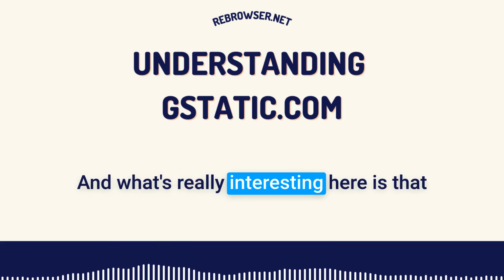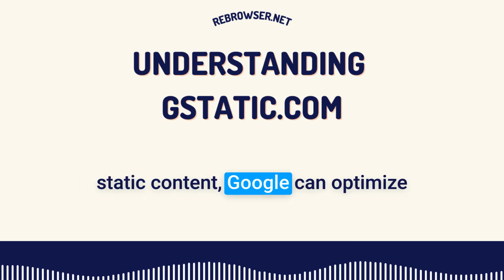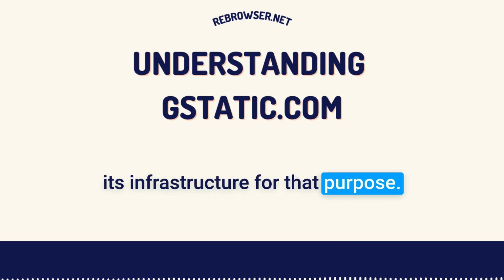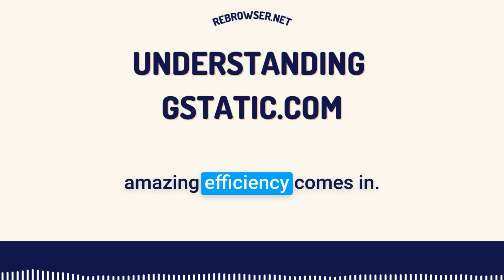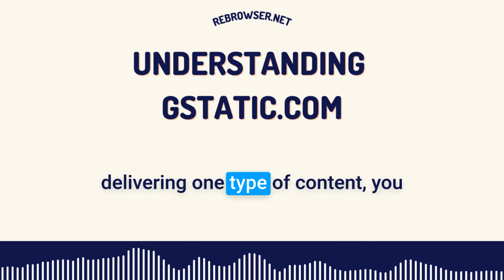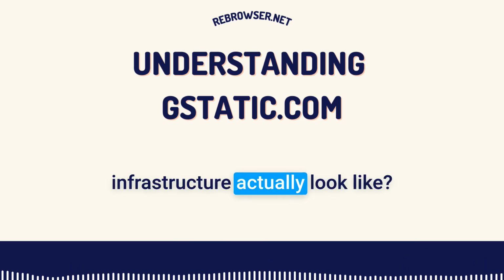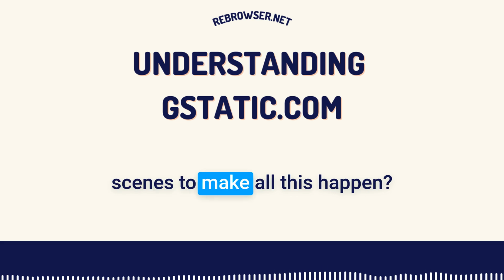What's really interesting is that because it's focused so specifically on static content, Google can optimize its infrastructure for that purpose. And that's where some really amazing efficiency comes in. That makes a lot of sense. If you only have to worry about delivering one type of content, you can make things super streamlined. But what does that infrastructure actually look like? What's going on behind the scenes to make all this happen?